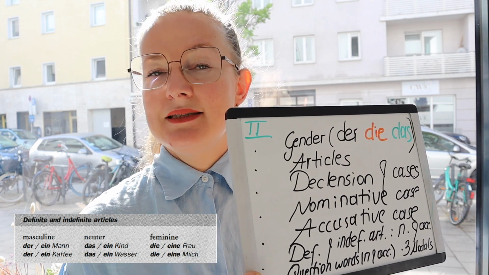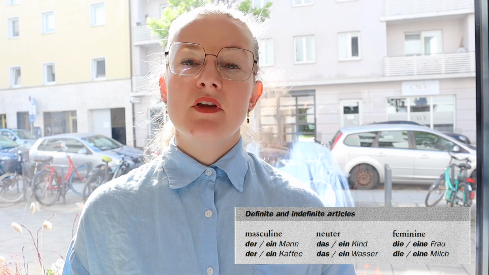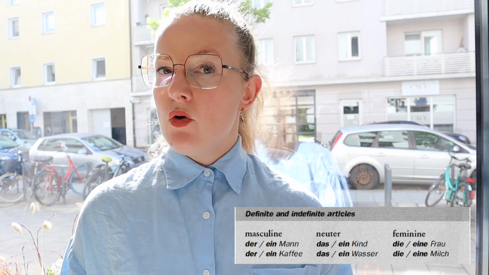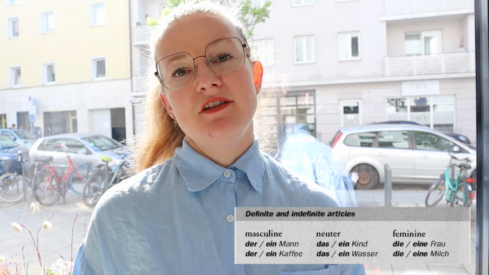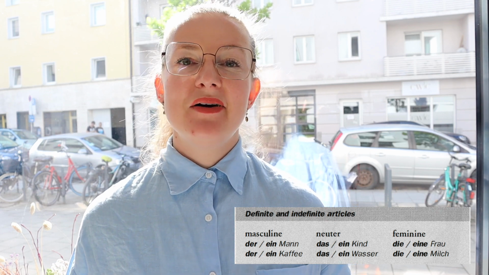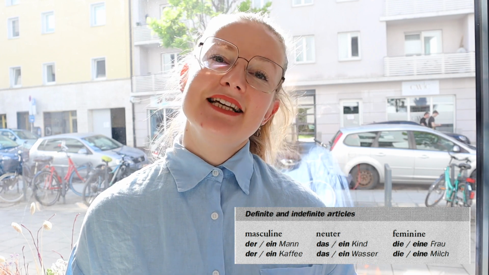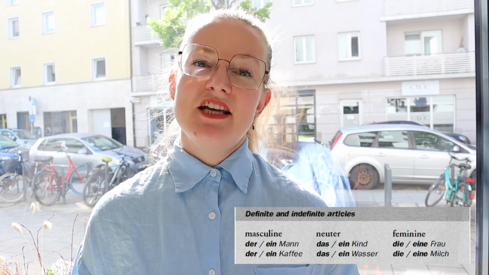Let's look at some examples. Eine Oma is the indefinite article, die Oma is the definite variant. Ein Opa is the indefinite article, der Opa is its definite counterpart. Ein Enkelkind is the indefinite article and das Enkelkind is the definite version, right?